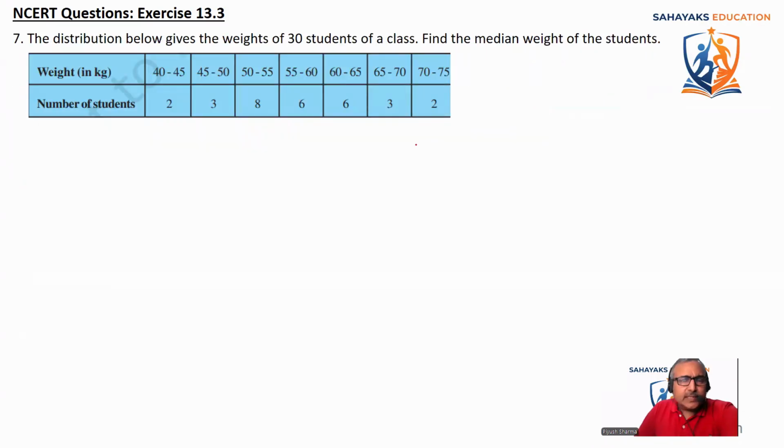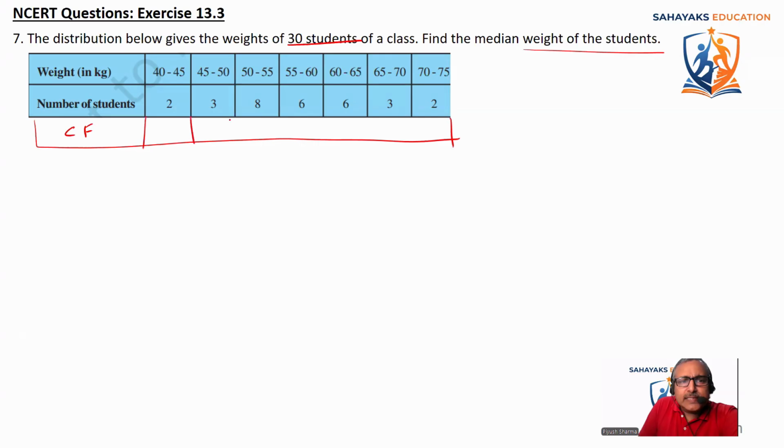Okay, coming to the next question. It says the distribution given below shows the weight of 30 students of the class. Find the median weight of the students. We have to find the median weight. So again, we'll do the same thing. We'll find the cumulative frequency. I'm writing it here only.